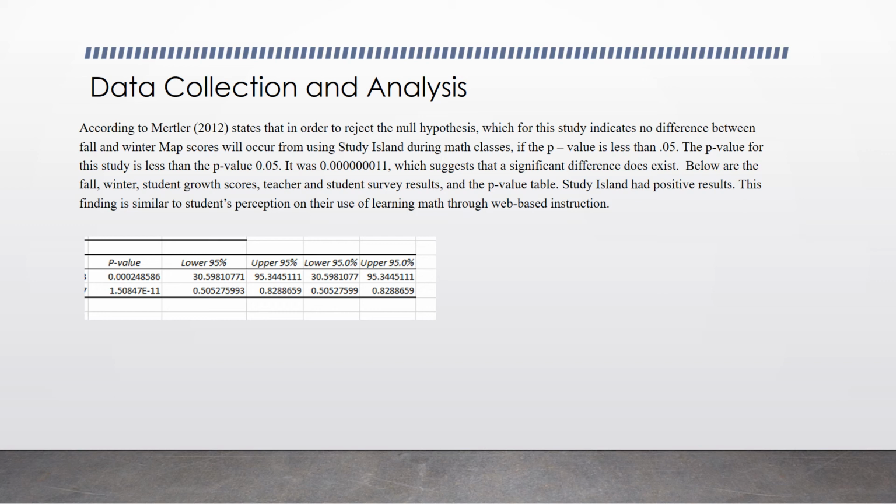So here's a table for my p-value, and according to Mertler, in order to reject the null hypothesis, which for this study will indicate no difference between fall and winter math scores will occur from using Study Allen during math classes, my p-value must be less than 0.05. And the p-value for this study is less than 0.05. It was very, very low, 0.00000011, which suggests that a significant difference does exist between my fall and spring scores. So Study Allen did have a positive effect on students' achievement.